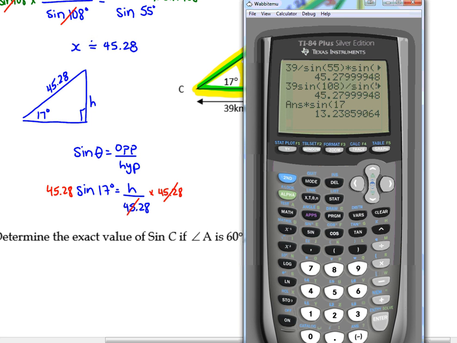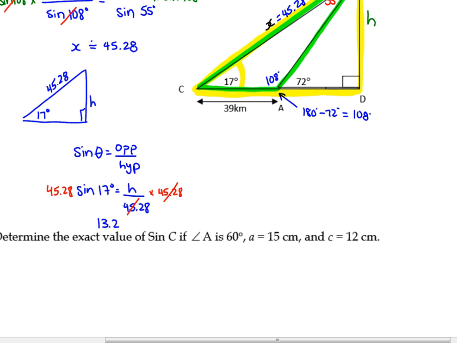So to the nearest, did I give you? No, I didn't. Let's go to 1 decimal place, nearest tenth. 13.2 kilometers. Therefore, the altitude is 13.2 kilometers. Good old sentence. Gotta love that.